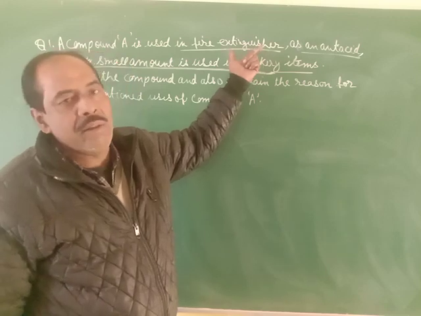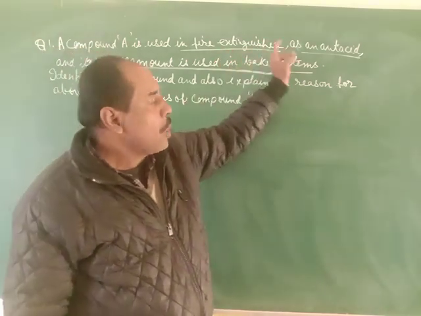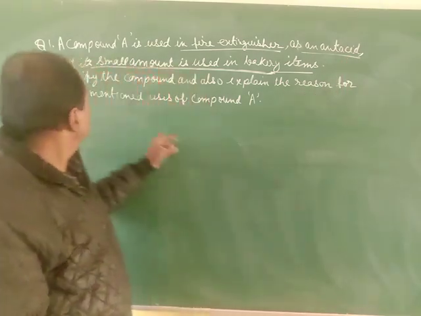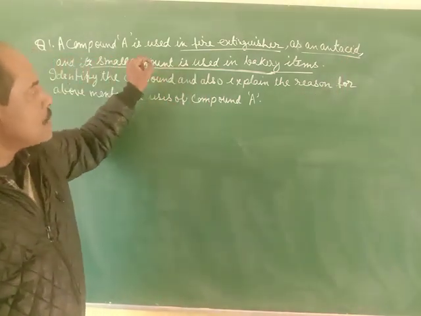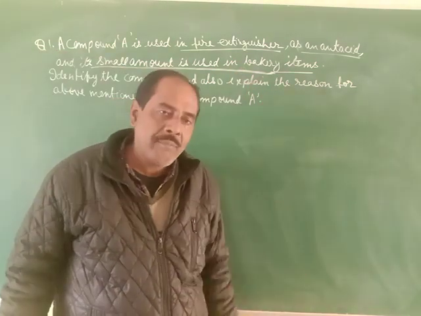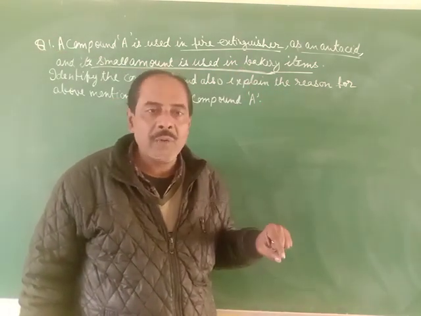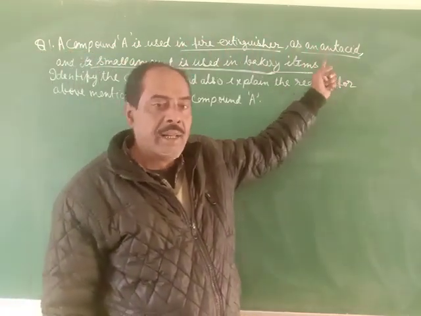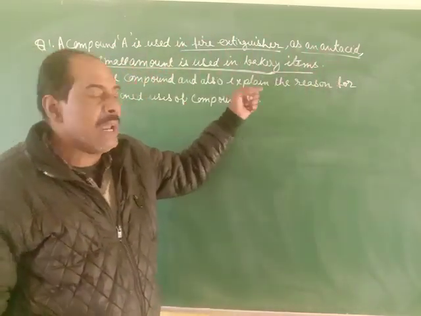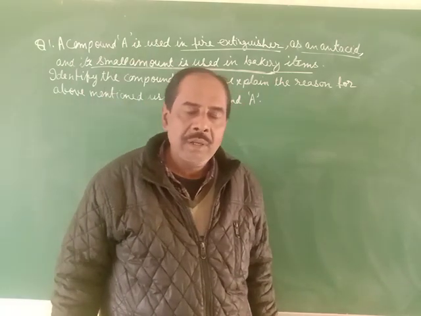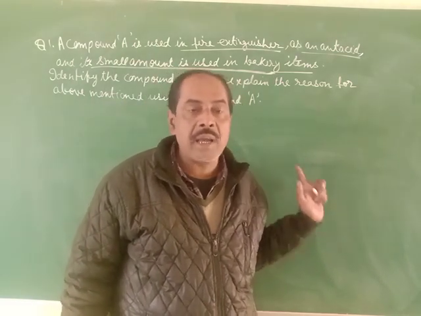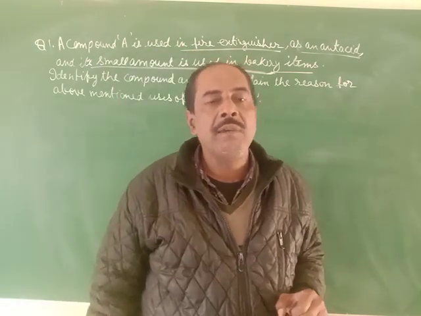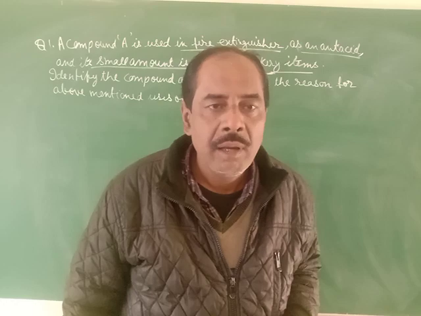The question is, students, compound A is used in fire extinguisher. Also it is used as an antacid, and a small amount is used in the bakery industry. The same compound A is used in fire extinguisher, as an antacid, and also in bakery items. Now students, these are all the uses of a single sodium compound, that is sodium hydrogen carbonate.